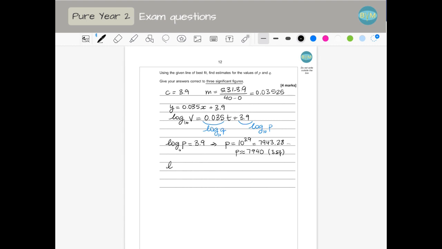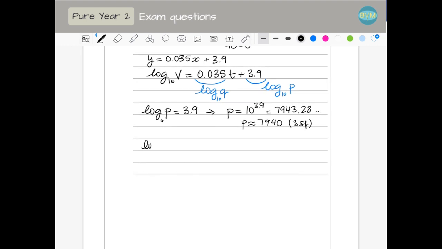And for Q, I'm going to do the same. So log to the base 10 of Q is 0.035, which means that Q is 10 to the power of 0.035. You do this with a calculator and you get 1.08 and some more digits. Then Q, rounded to three significant figures, is 1.08. So these are my values for P and Q.